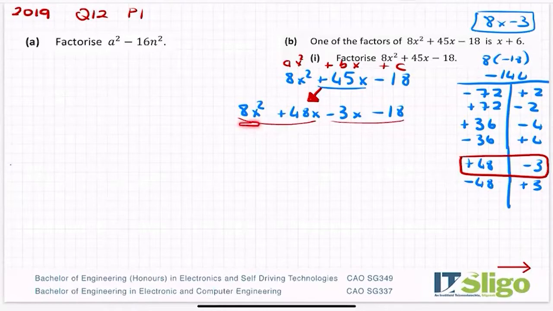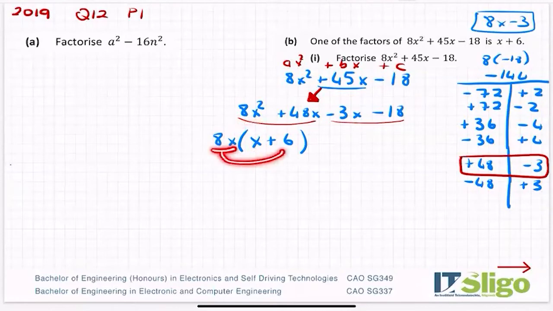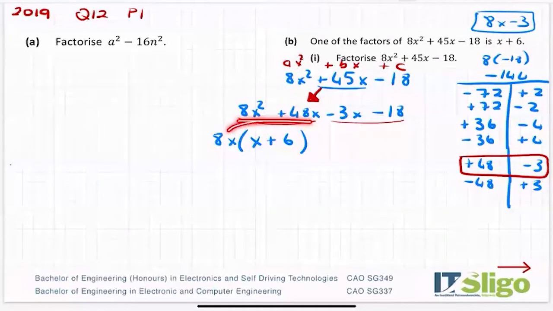So you look at these two terms and you go, what's common between 8x squared and 48x? The 8 is and the x is. So I get an x there, plus 6. So basically you can see that 8x by x gives me 8x squared, and 8x by 6 gives me the 48x. I'm splitting this into its factors. One is 8x and one is x plus 6.